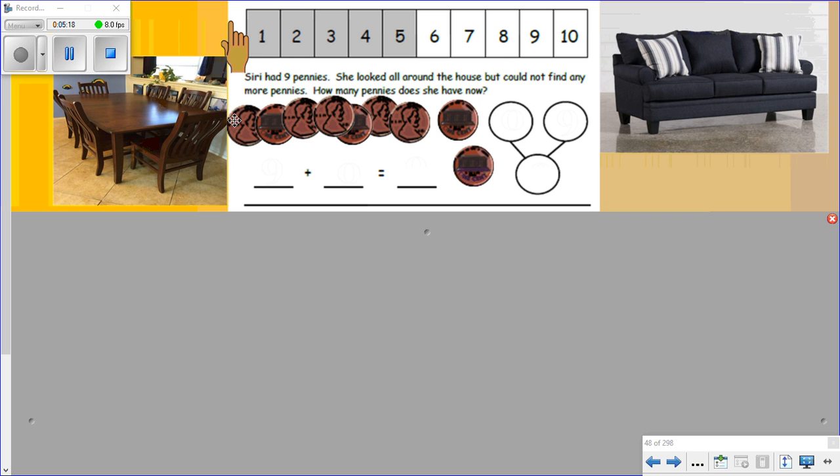Let's see. Again, if you're going to do this work with me, you don't need to write a number line again. You just keep using the same number line. You're only pointing at the numbers with your finger. You're not coloring on it or drawing on it or anything like that, so you can use it again and again. Let's read. Siri had 9 pennies.